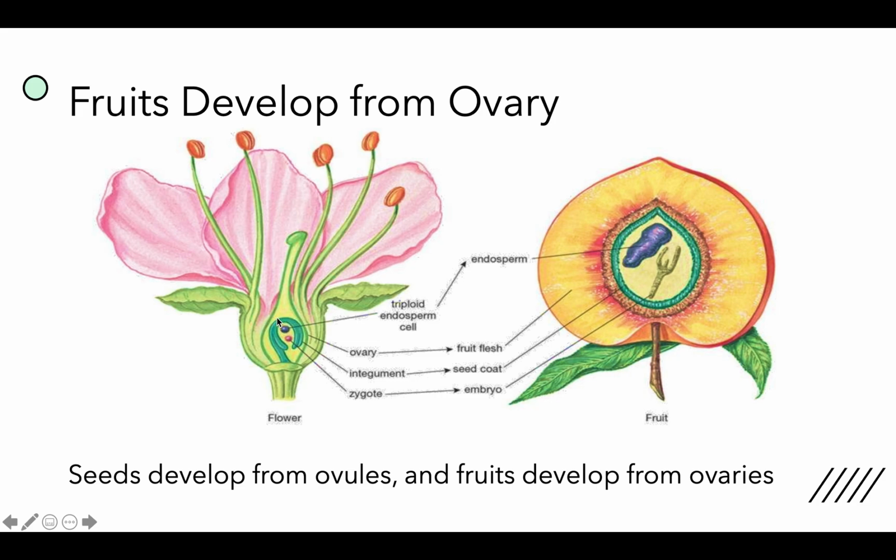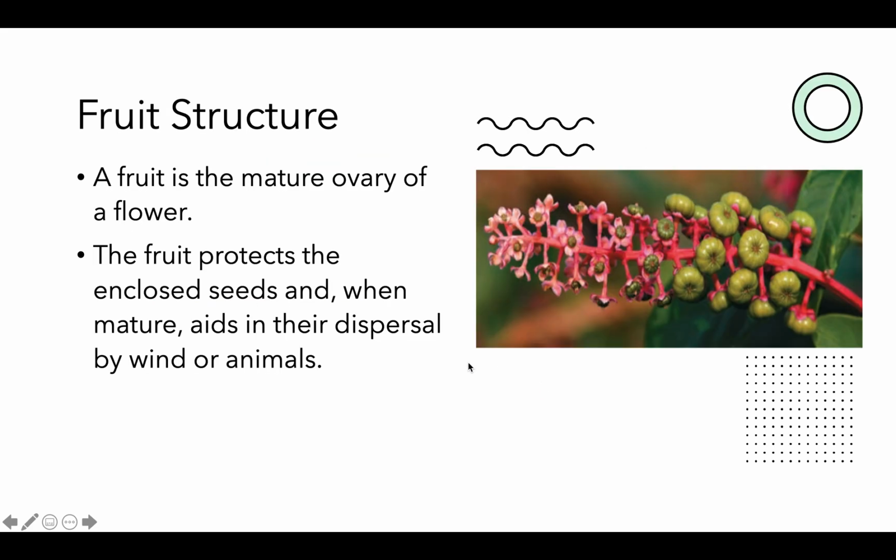The structure enclosing the ovule is the ovary. As it matures, the wall of the ovary enlarges and forms to become the fleshy or dry pulp of the fruit that protects the seeds. By definition, a fruit is the mature ovary of a flower. The fruit protects the enclosed seeds and when mature aids in their dispersal by wind or animals.